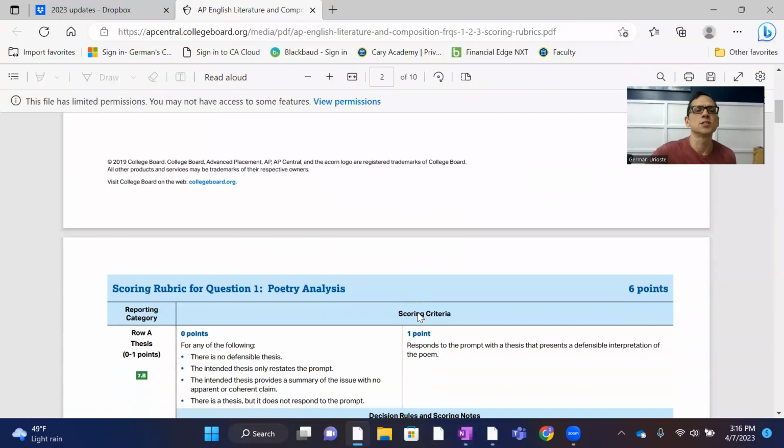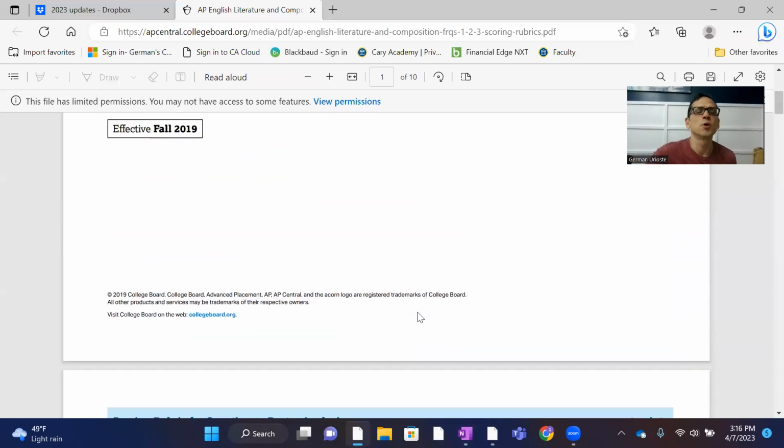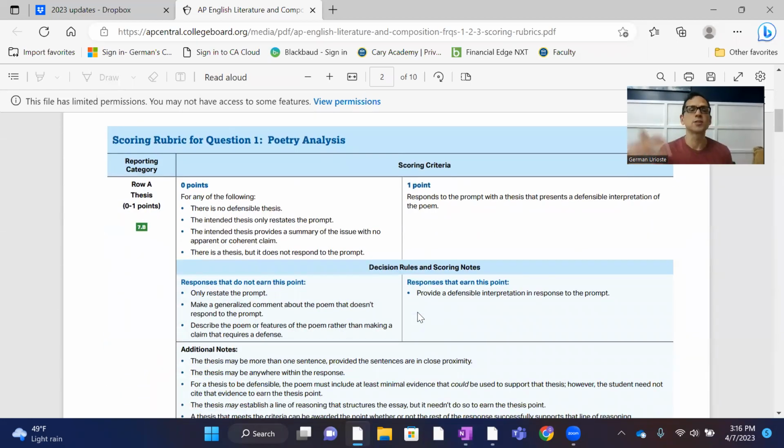For the poetry analysis, it's broken down on this first page, the first essay. Notice that of the 6 points, you get 0 or 1 point for basically the thesis. You either have a thesis or you don't. So it's very quick. You can get 1 point just for the thesis here. The point would be response to the prompt with a thesis that presents a defensible interpretation of the poem. Defensible interpretation means it may or may not be sophisticated, but it's defensible. So you get a point for that if you have it. I think all of you will get that point.